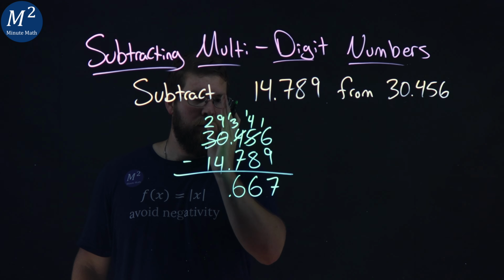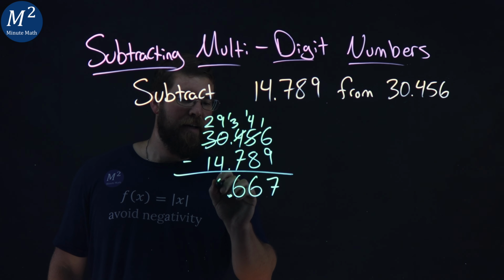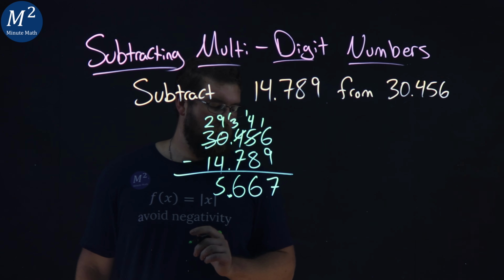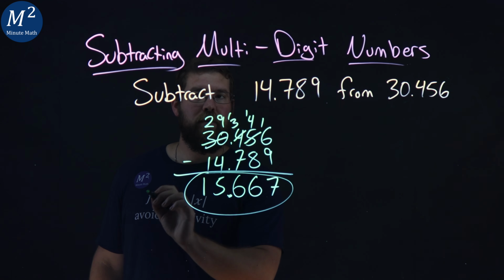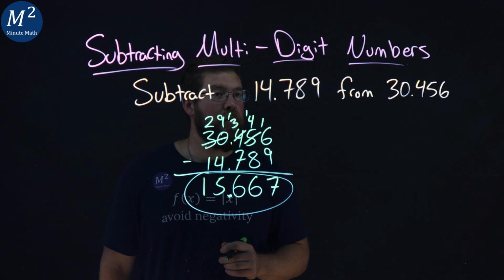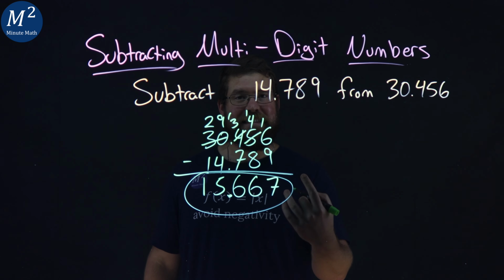9 minus a 4, going straight down. Don't forget the decimal here, 2 in line. 9 minus 4 is 5, and 2 minus 1 is a 1. And so we subtracted 14.789 from 30.456 and got 15.667.